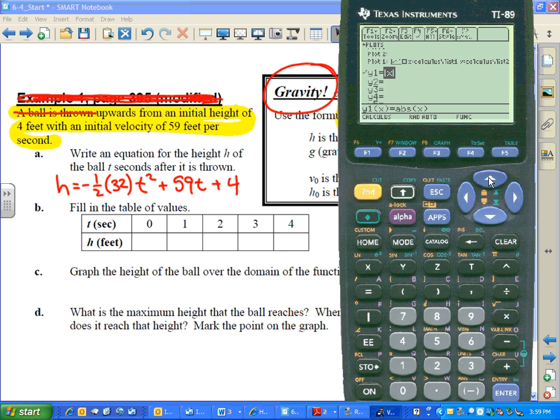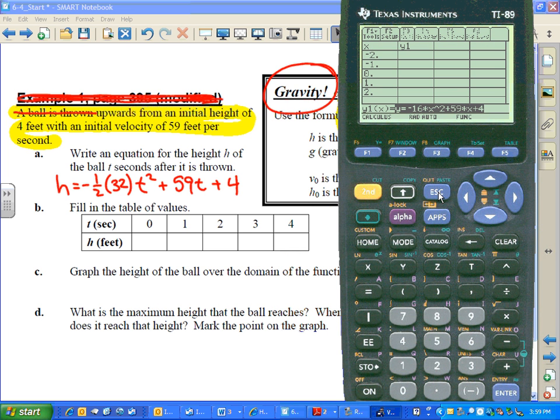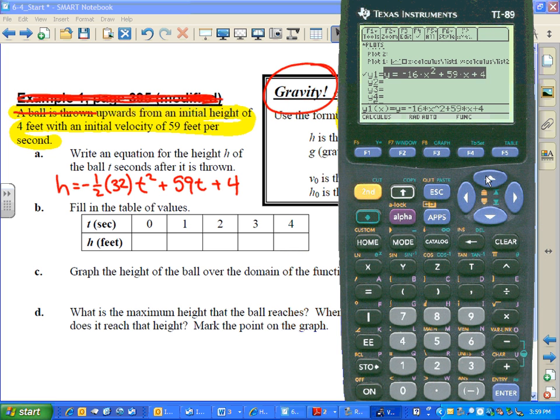y equals. Under y equals, we need to use x and y instead of h and t. So I've got y equals -1/2 of 32 is 16. I'm just going to change it to -16x squared plus 59x plus 4. I've got that graph. Looking at a table now, I can find out all of these different heights.